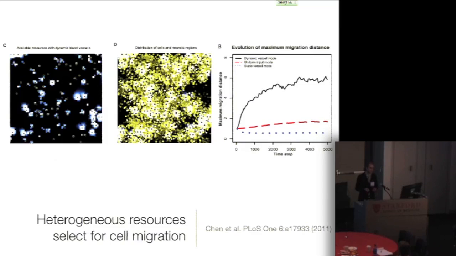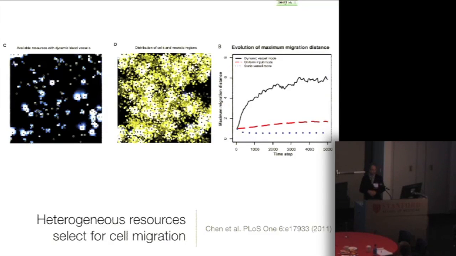And the intuition here is that if resources like glucose or oxygen are patchy, that is, some areas of the tumor have very low and some areas of the tumor are very high, then you get selection for cells to migrate to find the rich areas of resource, right? Whereas if all the resources are uniform, there's no selection on cells to migrate. They can't do any better by moving.